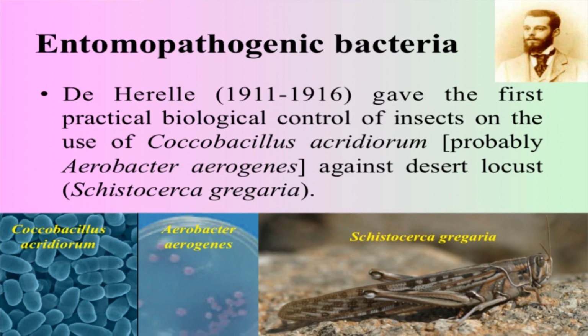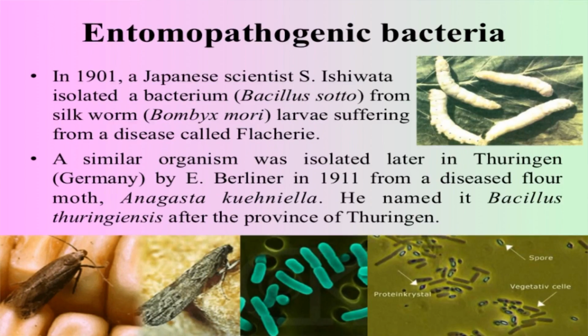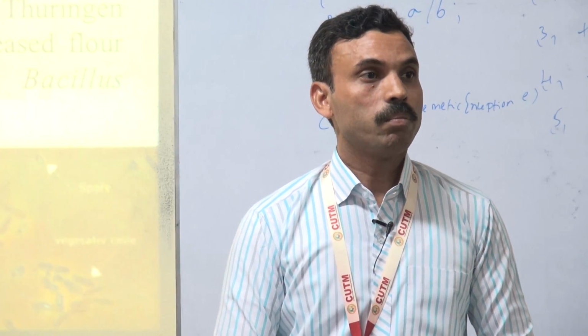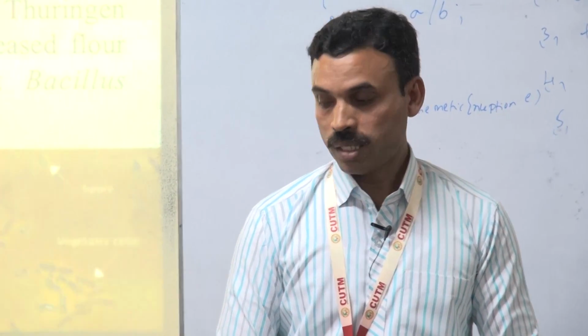The examples listed here are Steinernema and Heterorhabditis. The first one, Dr. d'Herelle, used as the first biological control agent Coccobacillus acridiorum for the control of locust. Then the Japanese scientist Ishiwata isolated Bacillus sotto from diseased silkworm larvae, which he called flacherie. A similar organism was isolated from a diseased flour moth, and the region from where it was found is Thuringia. That is why the bacterium has been named Bacillus thuringiensis.